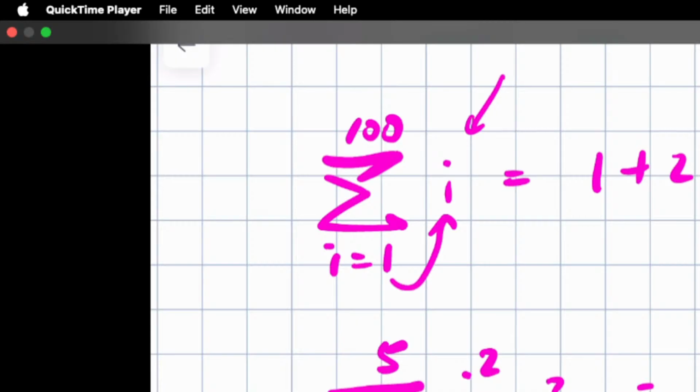So let's start with the simple part. This is the width of a rectangle.